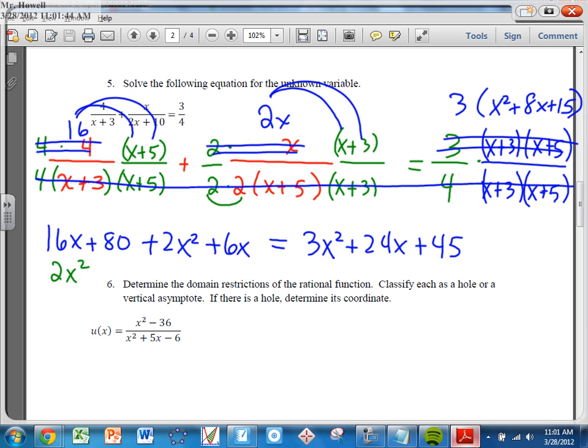Oh, all right. So here, we get 2x squared plus 16 and 6 is 22x, plus 80 equals 3x squared plus 24x plus 45. Now, at this point in time, move everything over. I would move the stuff from the left over to the right so that you get 3x squared minus the 2x squared, which will give you a positive x squared. Make them all negative and move them over there. So subtract 2x squared, subtract 22x, and subtract 80 on this side.